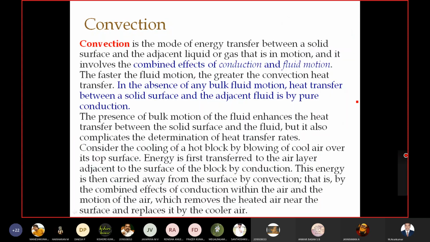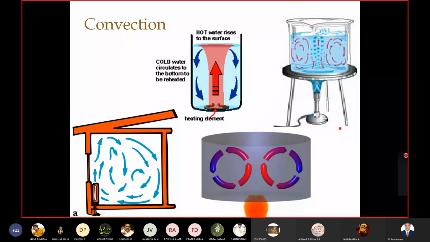Actually, convection is the mode of energy transfer between a solid surface and the adjacent liquid or gas that is in motion, and it involves the combined effect of conduction and fluid motion. So you may feel this. We need a container, that is a solid, and we need a liquid, that is a fluid. So convection is actually the heat transfer from the medium, from solid to liquid, right?